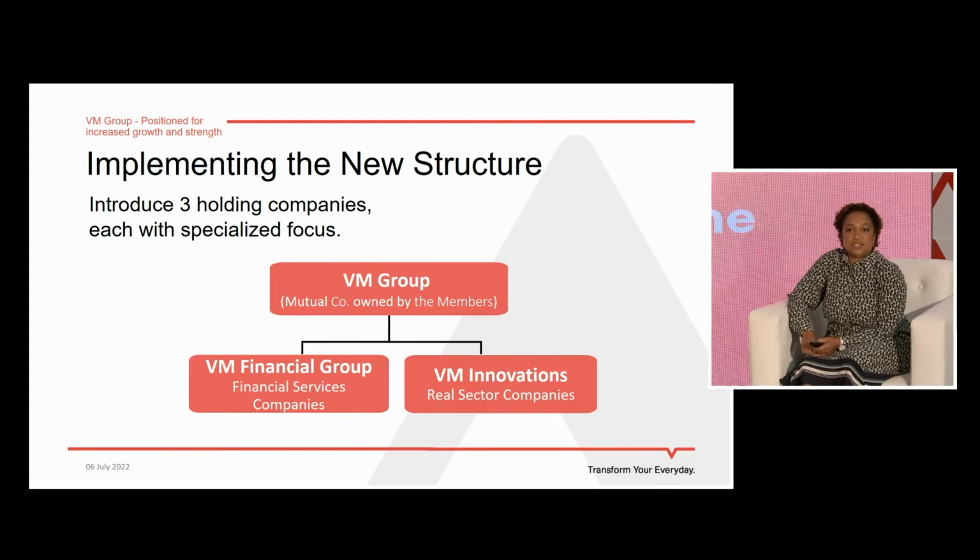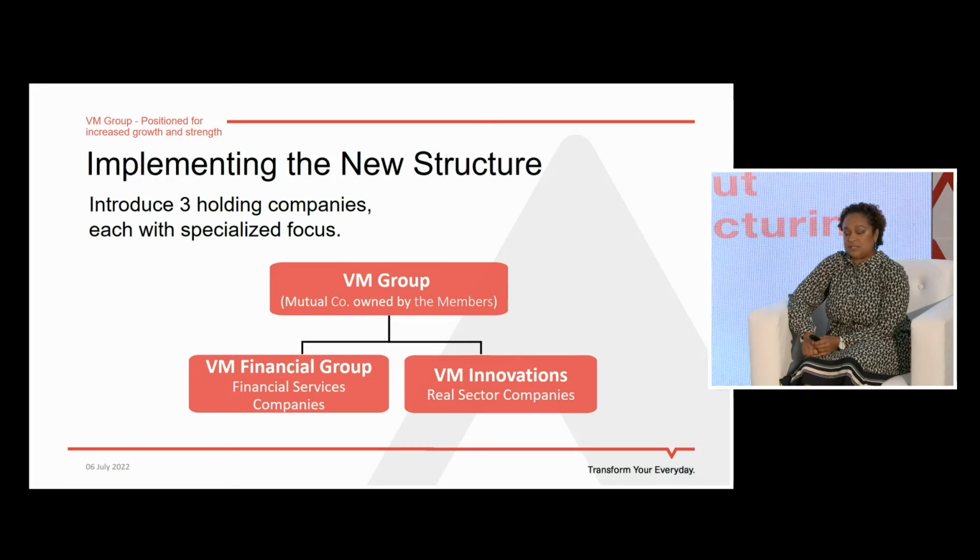This new structure requires us to introduce 3 new companies. The first company that sits on top of the group will be the VM Group. It will be owned by all the members. The purpose of this company is to ensure that members' rights and benefits are fully preserved and that members continue to reap the full benefits that they now have as members of VMBS. The next company below that will be a financial holding company, the VM Financial Group.